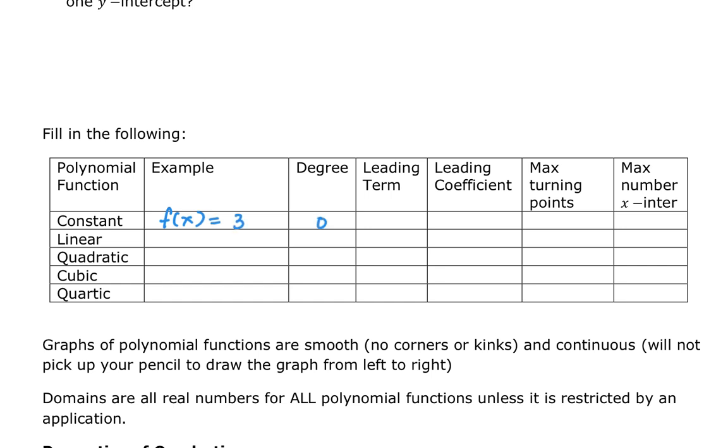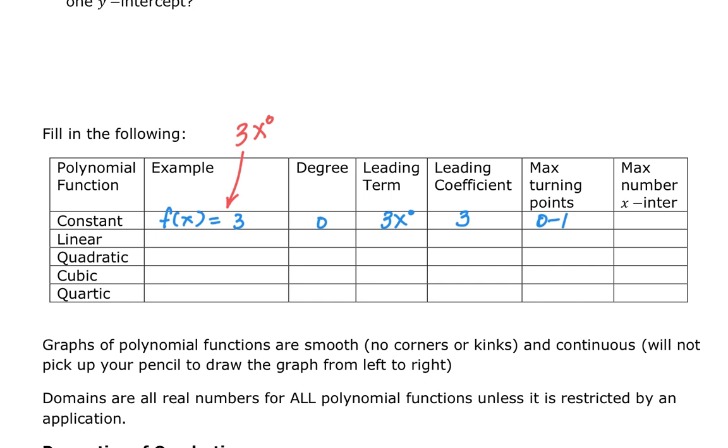The degree is 0. And the reason it's degree 0 is because right here I don't see an x. So that means what I have is x raised to the 0. I can rewrite this as 3x raised to the 0 because x raised to the 0 is 1. The leading term is just 3. The leading coefficient is just 3. And again, I can write x to the 0 there, but I don't need to. The max number of turning points, because this is 0 minus 1, we're not going to have any turning points. Because I have 0 minus 1, I can't have negative turning points.